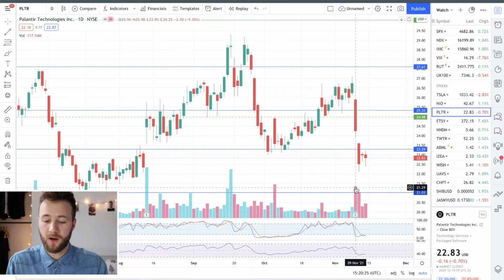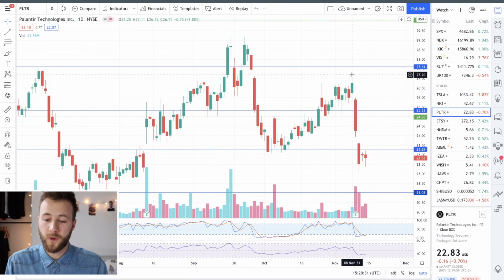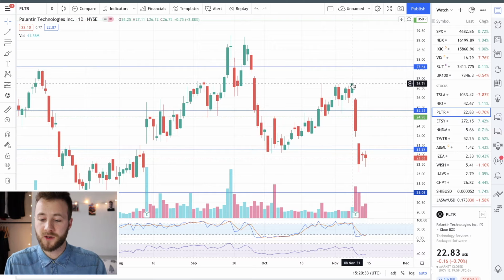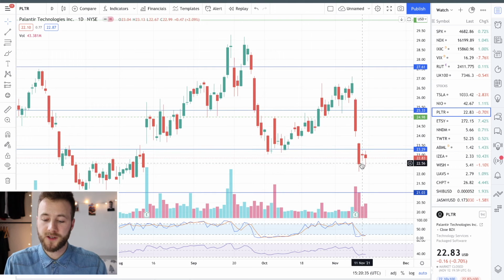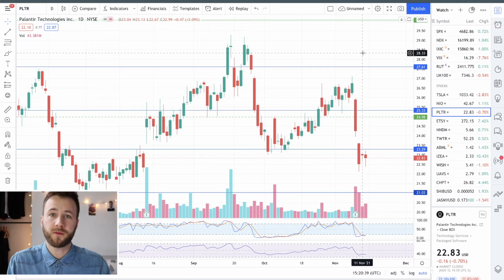Therefore we had a big bar of red, and again the same day after. And you can see that correlates with the actual stock price movement, where it went from about 27-ish, maybe 26-ish, all the way down to 22, 23. And that is a significant movement in the volume, because people are heavily selling, and that's just within the movement of the stock.